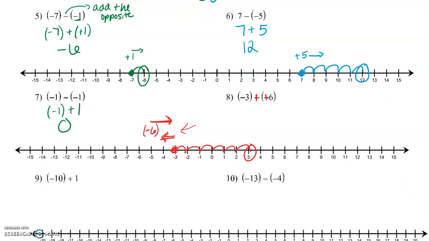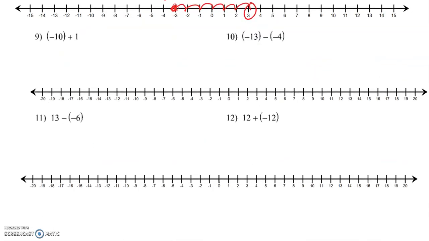All right, let's go through a few more problems. Number 9, we have -10 plus 1. Hey, it has a plus sign, so we don't have to rewrite anything. It's already addition. So we're going to start at -10, and we're adding 1, so we're moving 1 unit to the right, lands us at -9.